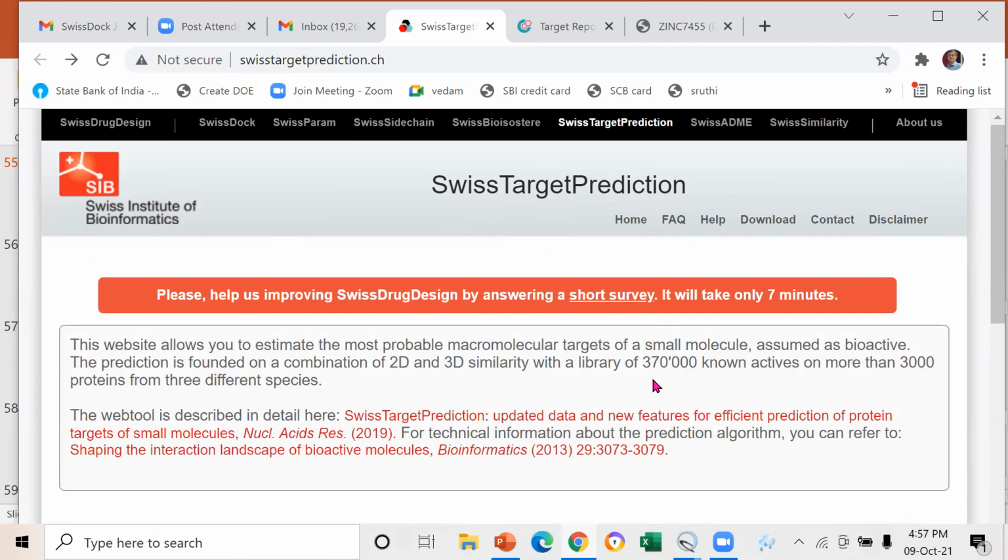Like you have all these new drugs for SARS-CoV-2 towards spike protein, towards protease inhibitor, towards helicase. Those drugs we can also check in this target prediction to see whether it's going to have any human targets involved also. So that's the main advantage of this particular software.